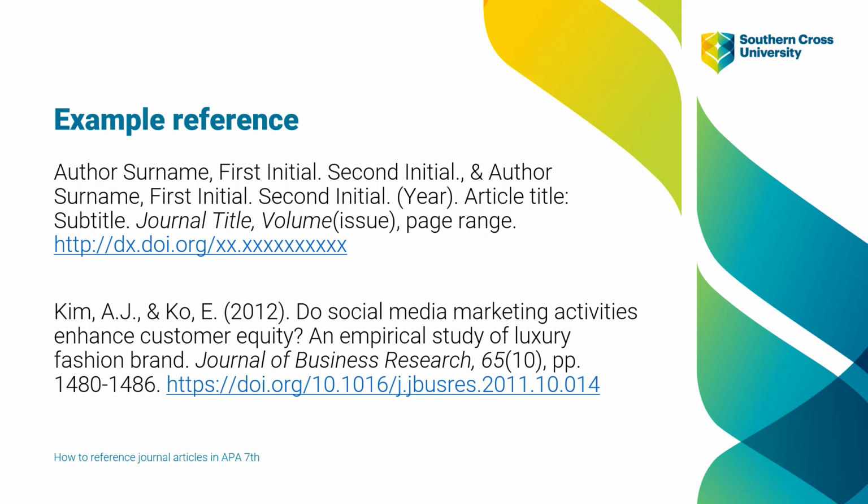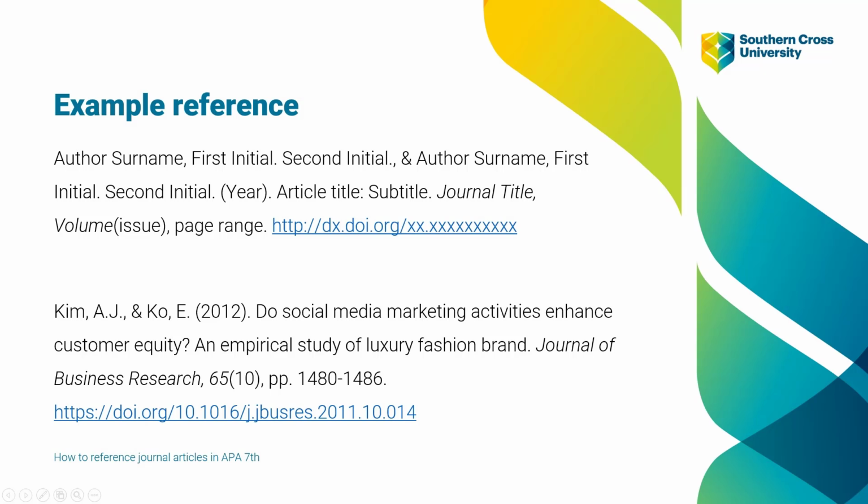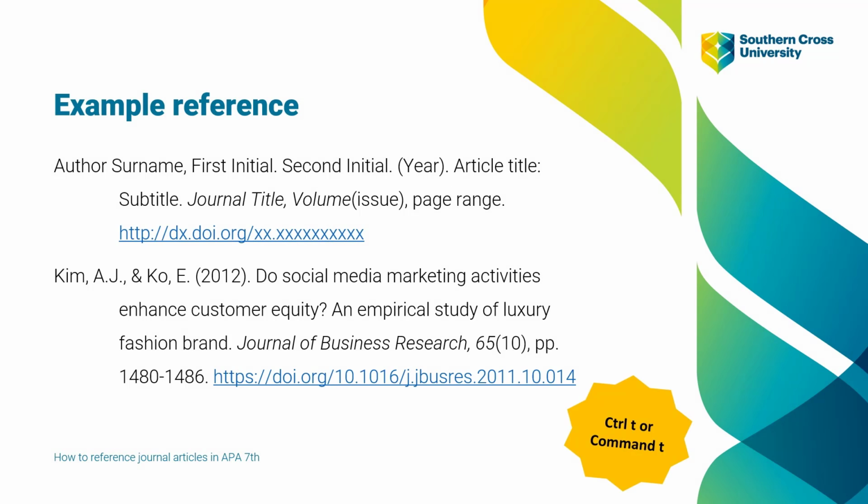So here we are. Notice the information appears in the exact same order and I've been careful to follow all the punctuation to match the LibGuide. The next thing you want to do is create a list with your reference. First you want to format it so it's double spaced, and then you want to create a hanging indent. A hanging indent refers to when the first line sits on the left margin, but all subsequent lines are indented. You can achieve this by the Control or Command T function in Word.